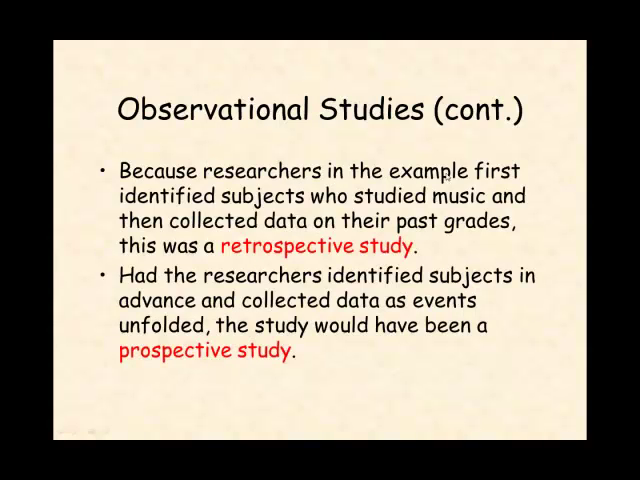Because researchers in the example first identified subjects who studied music and then collected data on their past grades, this is called a retrospective study. Had the researchers identified students in advance and collected data as events unfolded, the study would have been a prospective study.